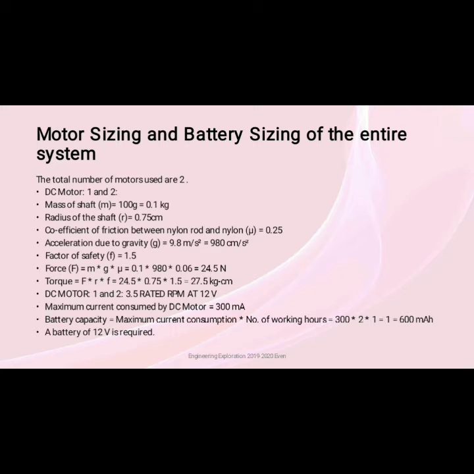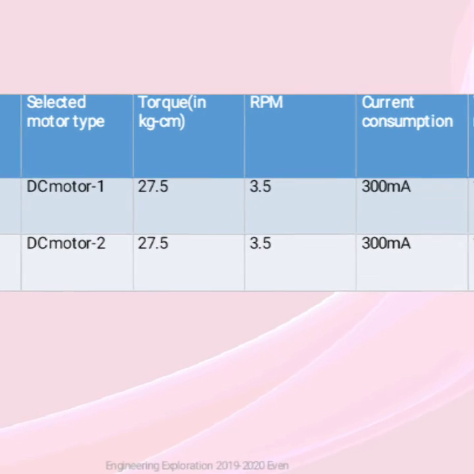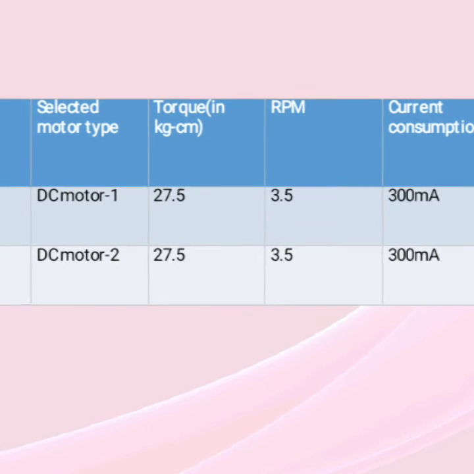Motor sizing and battery sizing. Here we have used two DC motors. The mass of the shaft is 100 gram, radius of the shaft is 0.5 centimeter, coefficient of friction is 0.25, acceleration due to gravity is 9.8 meter per second square, factor of safety is 1.5. So the force calculated is 24.5 Newton and the torque calculated is 27.5 kg per centimeter. As we require two DC motors, we have calculated the approximate RPM of the motor and selected this.